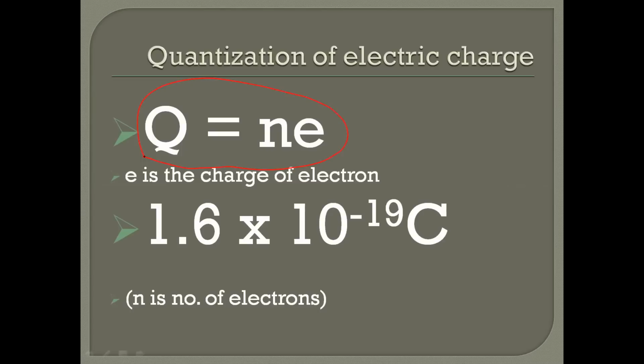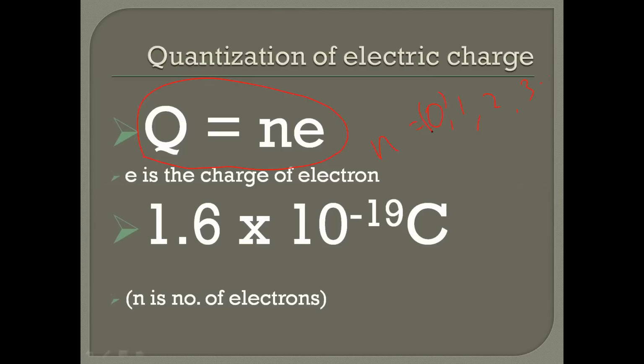E is 1.6 into 10 raised to minus 19 coulomb, and N stands for the number of electrons. It can take the values 0, 1, 2, 3, etc. If you take it as 0, it means there is no charge at all. Okay. Fractional numbers are not possible, only integral numbers are possible. So any charge has to be an integral multiple of electronic charge. This is quantization of electric charge.